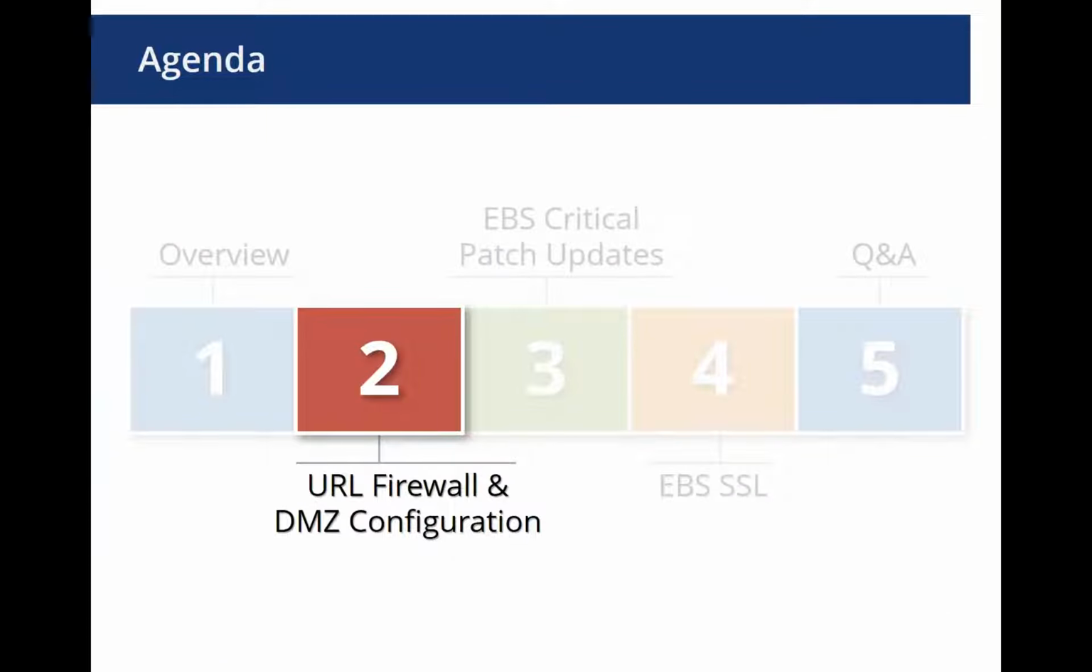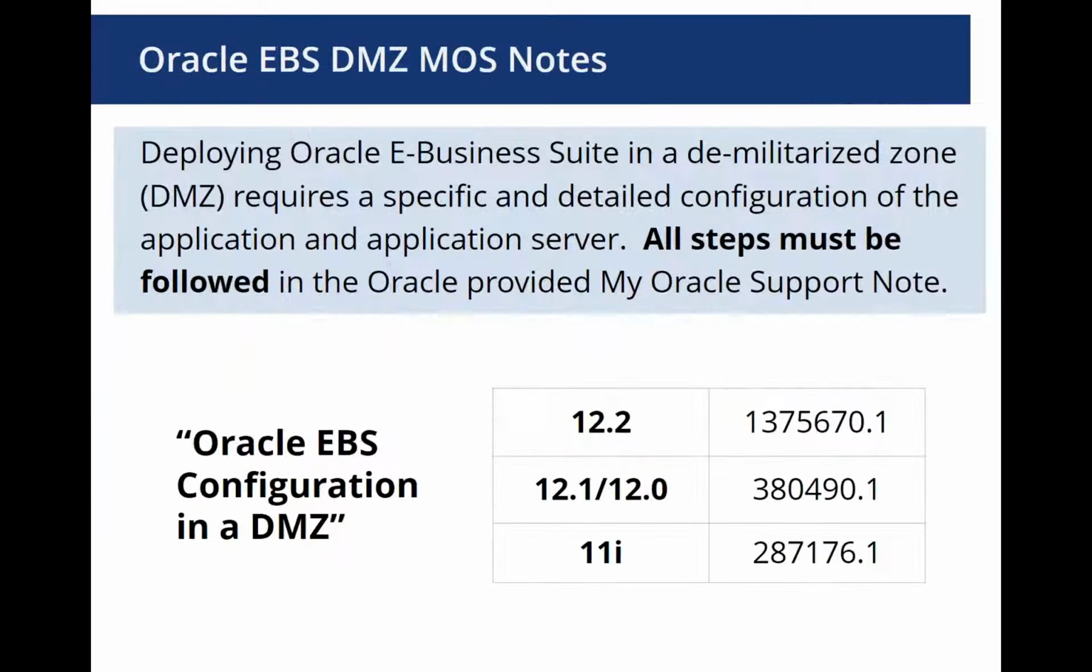So that was just a brief overview talking about some of the significant issues, why this is so problematic to deploy to the internet. Now let's talk about how Oracle is fixing this and what are some of the issues around that. Oracle has a very distinct DMZ configuration document. Over the years they have come up with a very specific and detailed configuration on how to protect Oracle E-Business Suite on the internet. And these are the numbers here.